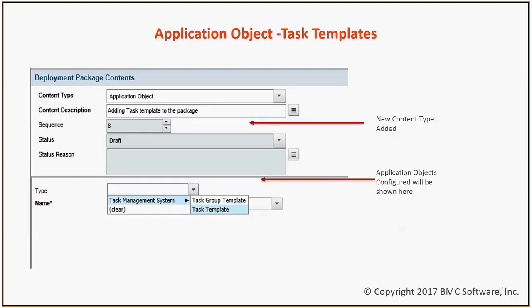This is an example of how you can create a package using task templates. There's a new content type called application object in the package, and under the content type menu, you will see a type menu that has task group and task templates, and you can select either one of those and add your task group templates and task templates to your package.